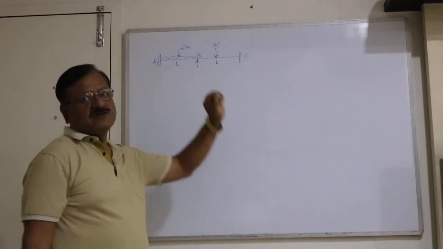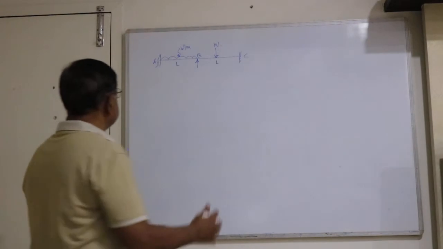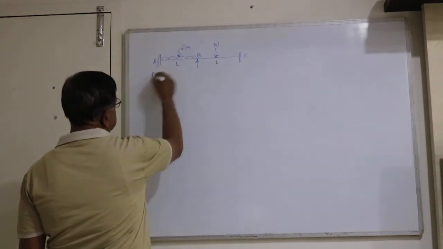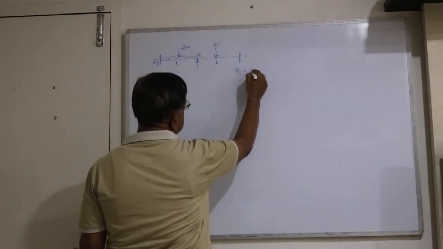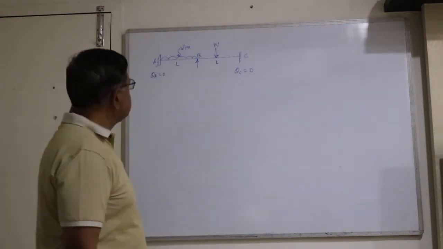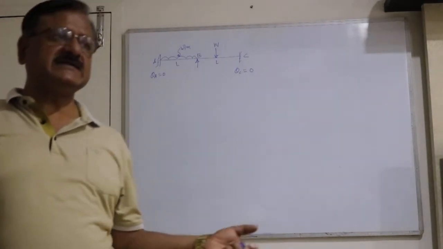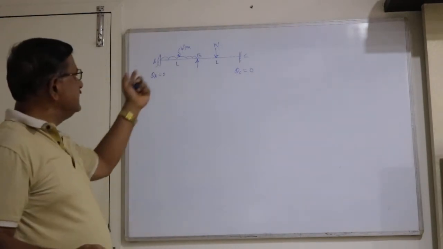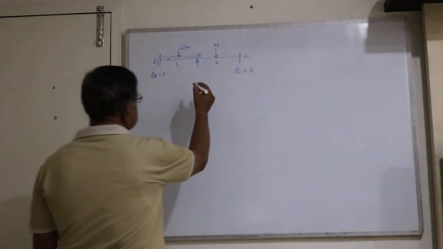Now there is no question of deflection here. End A is fixed, that means theta A is 0. End C is also fixed, so theta C is 0. And delta is 0 everywhere. Delta is a sinking of support, normally it is given. So theta A is 0, theta C is 0, only theta B is unknown.